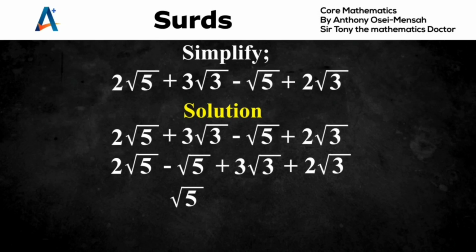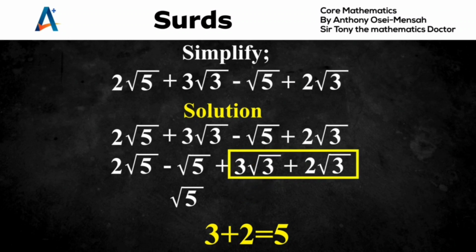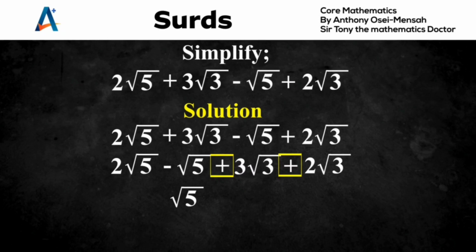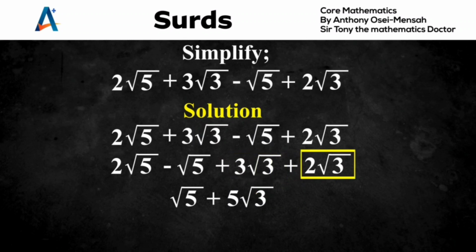Also, you realize that root 3 here is 3 root 3, and the root 3 here is 2 root 3. So 3 of the root 3 plus 2 of the root 3. So 3 plus 2, that is the meaning, 5. So 3 root 3 plus 2 root 3 gives us 5 root 3. And since they are both positive, we get plus 5 root 3. That means that the surd's coefficients are added to get the number of that surd. So 3 root 3 is 3 of the root 3, plus 2 root 3 is 2 of the root 3. So 3 plus 2 is 5. So 5 of the root 3, that is the meaning.